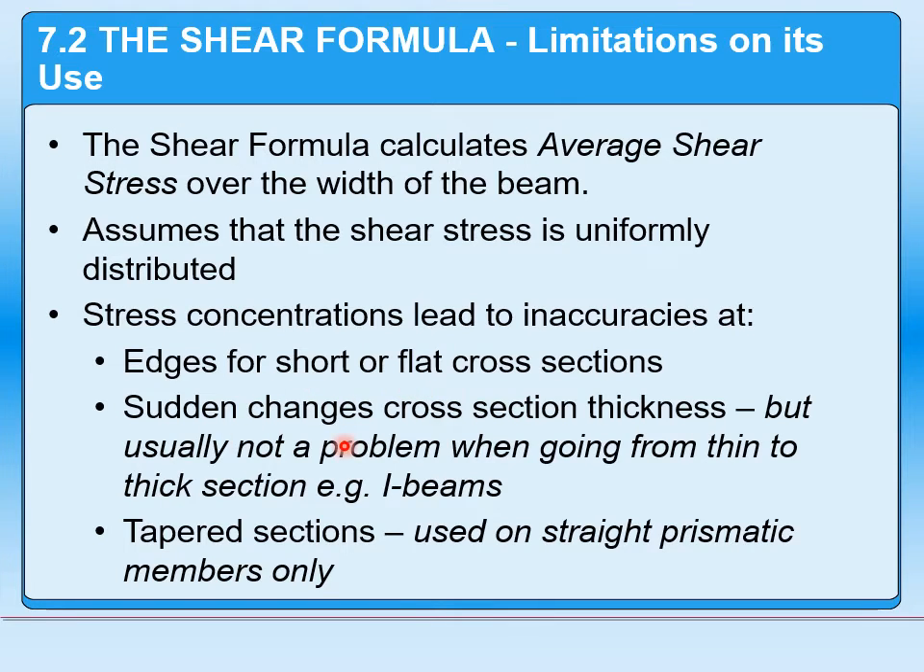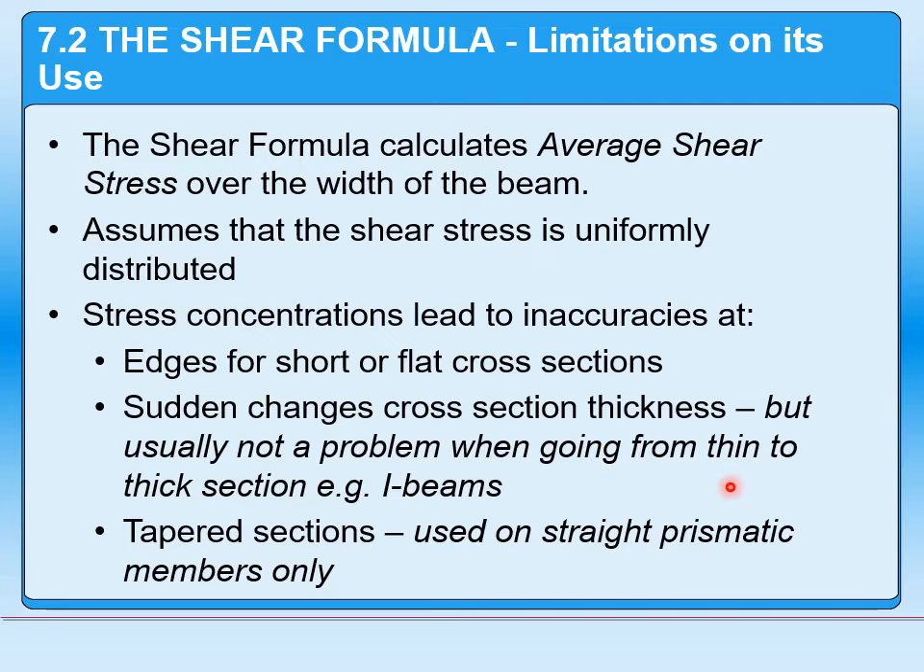Another situation that's potentially problematic is our usual stress concentration issues. And that's when we have big changes in the cross section. So for example, when the cross section starts out thin and becomes thicker, or when it becomes thinner, either one of those cases can cause significant stress concentrations that are different from the average.